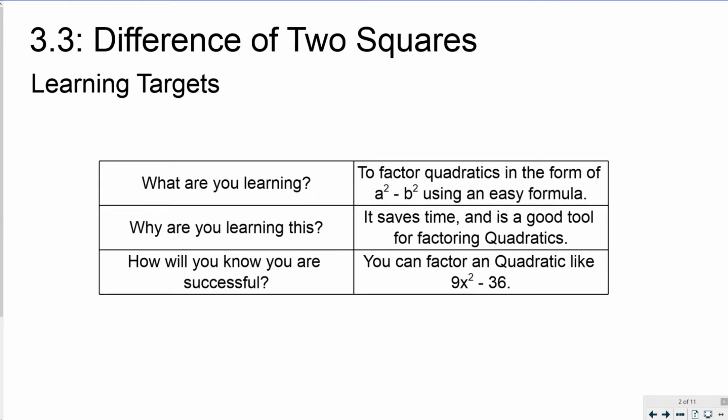So, difference of two squares, the learning targets are you're going to be able to factor quadratics in the form of a squared minus b squared using an easy formula. We're learning this because it saves time. It's a good tool for factoring quadratics. And you know you're successful when you can factor a quadratic like 9x to the second minus 36.